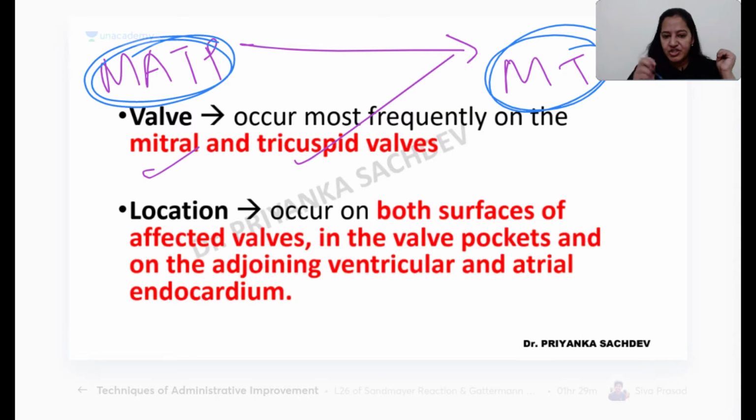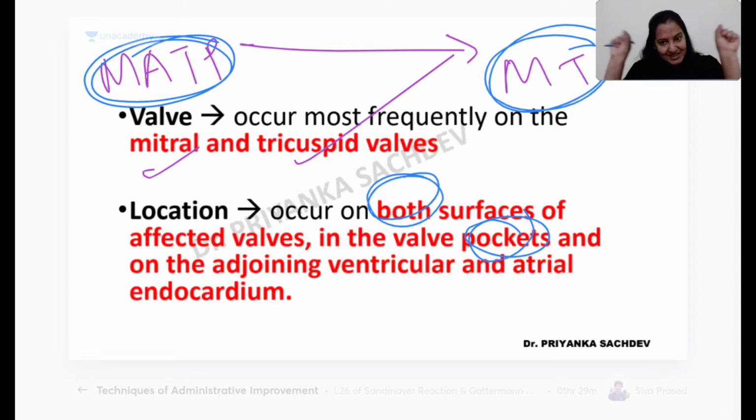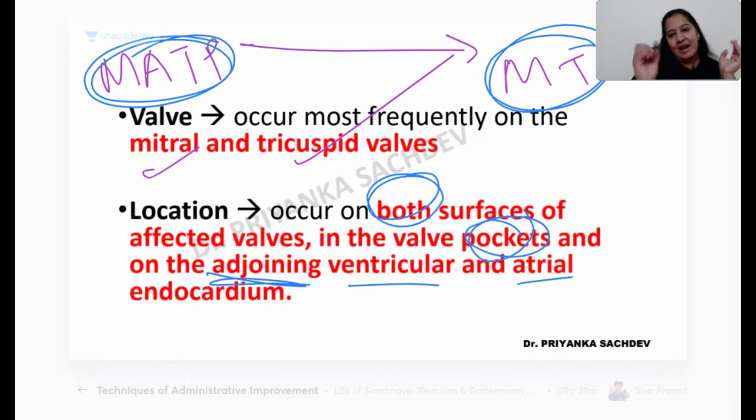So pockets also. So what is the location? At both surfaces of the wall, not only at the junction. Upper surface, lower surface. Atrial is the upper surface. Ventricular is the lower surface. At both surfaces it is there. It is also there in the pockets. Pockets are at the junctions, corners, and also the adjoining ventricle and atria. It is going above and also below.